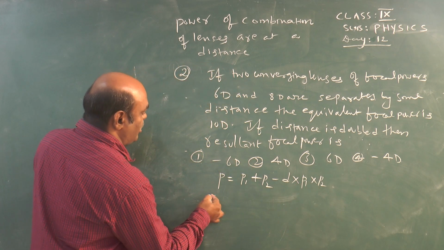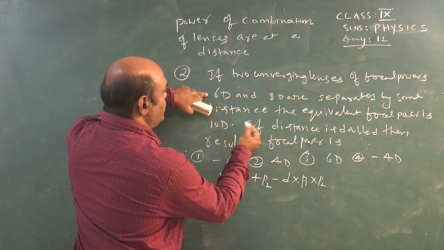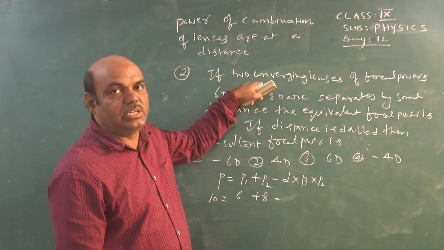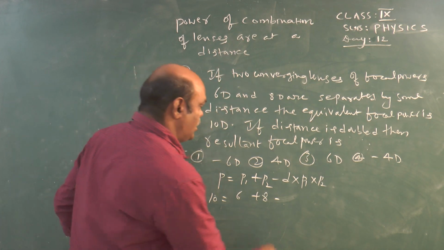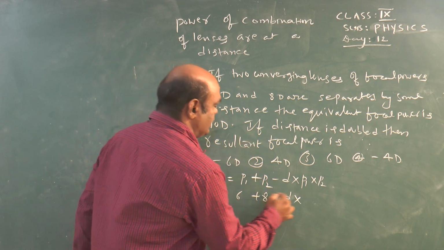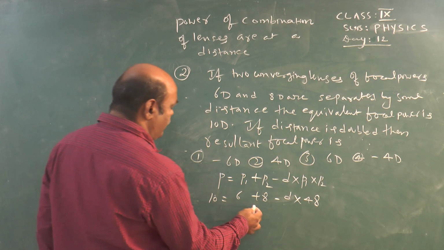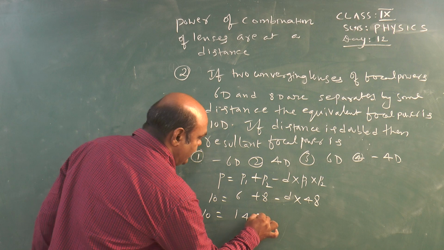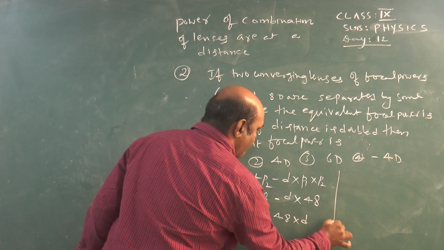So effective focal power is 10, P1 value 6, P2 value 8. Both are positives because converging lenses, convex lenses, have positive focal powers. So minus D into P1 into P2, so 6 into 8, 48. Now here 10 equal to 14 minus 48 into D.